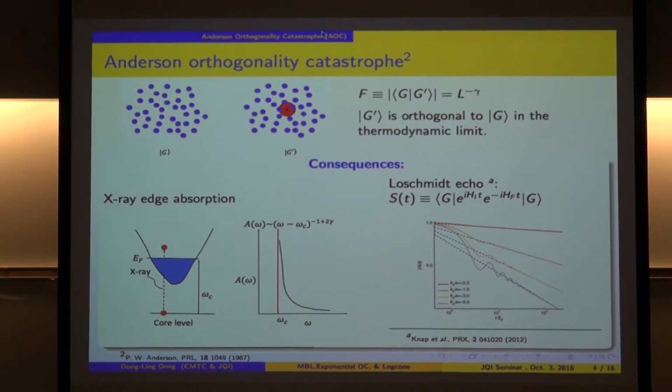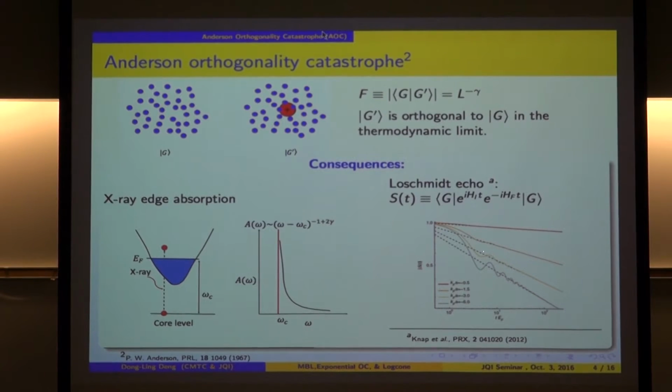But there are a huge number of electrons in the conduction band. So that leads to a drastic change of the many-body wave function. And this phenomenon was first shown by Anderson in 1967. In that paper, he showed that for a metallic system, if we add a local perturbation to the system, then the overlap between the new ground state and the initial ground state will have a power law decay with the system size. Here, gamma is some positive number related to the phase shift due to this hole.